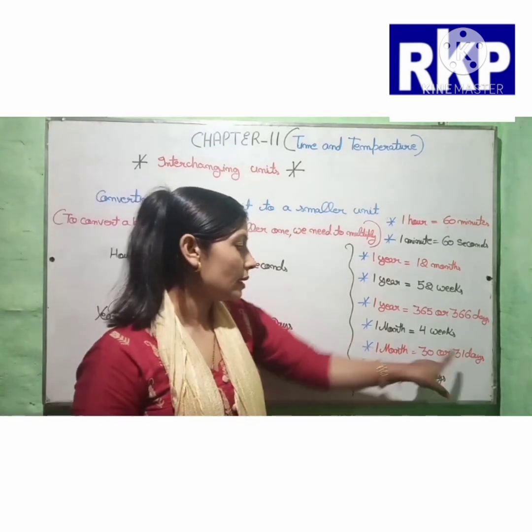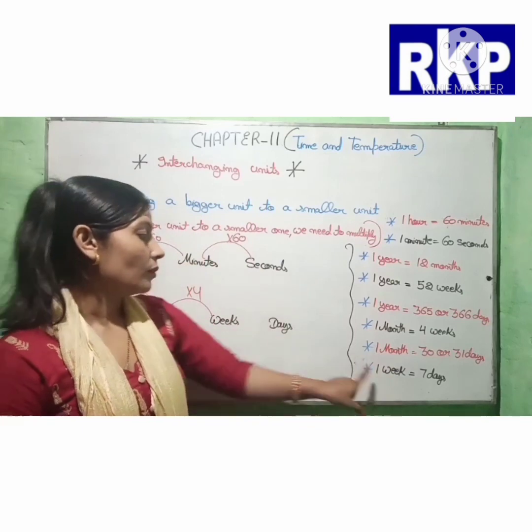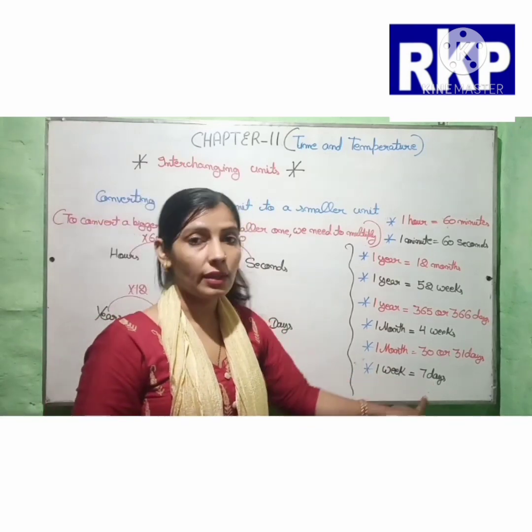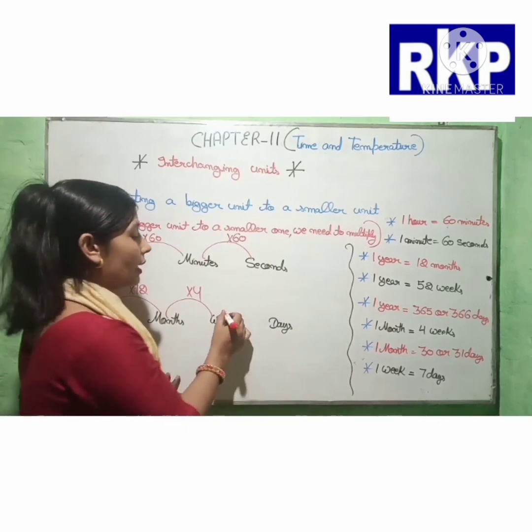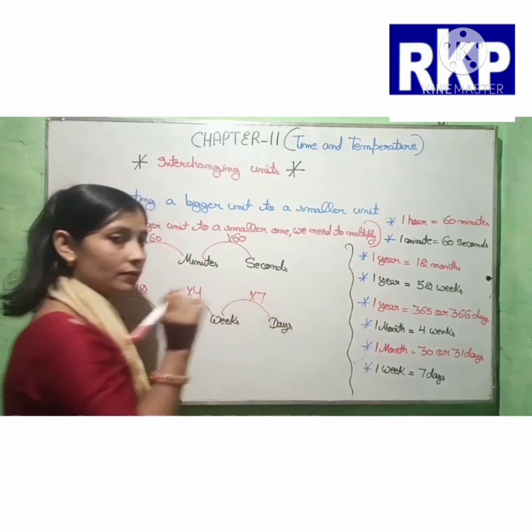Yes, here you can see 1 week is equal to 7 days. So when we convert week into days, then we need to multiply with 7.